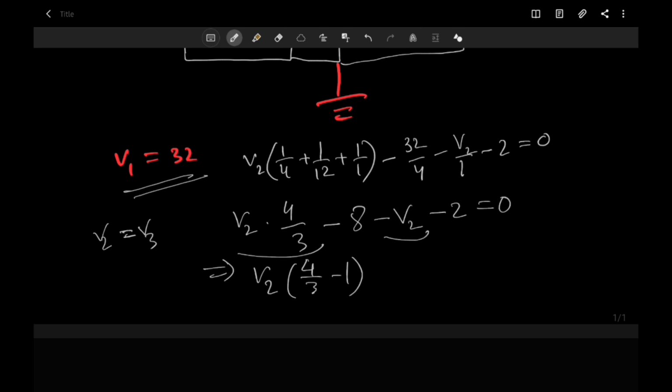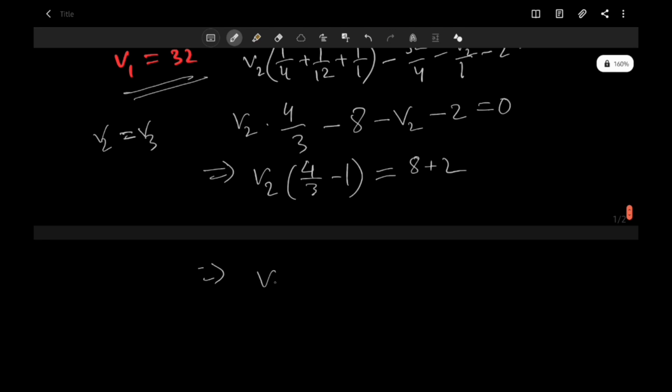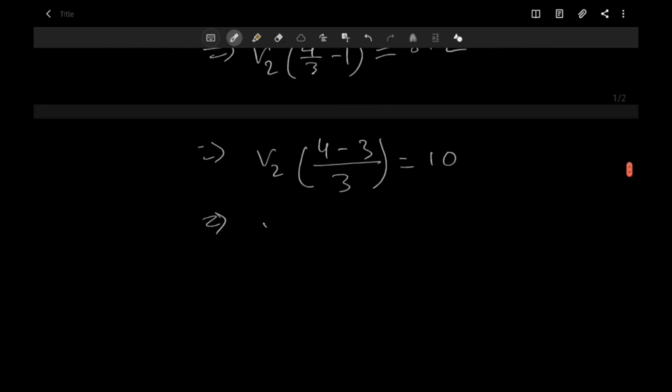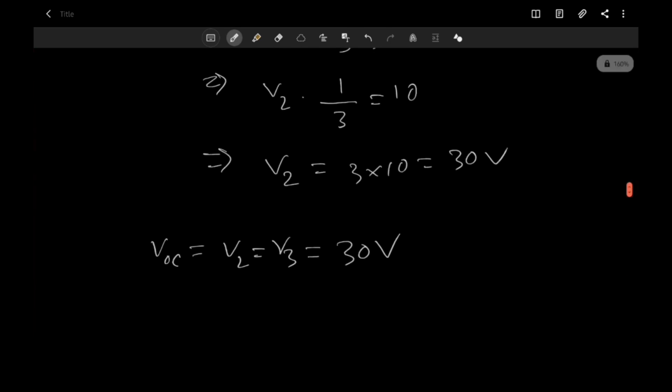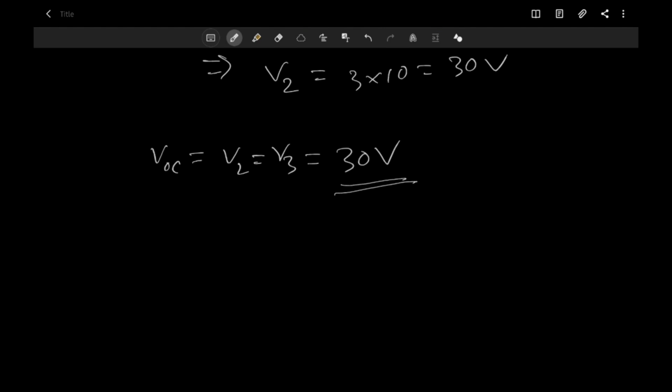I'm just taking common from these two terms. Then we have 8 and 2, so 8 plus 2 there, and then we have V2 times (4 minus 3)/3 equals 10. Then we have V2 times 1/3 equals 10, and V2 equals 3 times 10, 30 volt. So we have the value of VOC to be V2 equals V3, which is just 30 volts. So when I said the value might be 30 volt, well, it was actually 30 volt. Okay, so we already know the value of VOC. And as you can remember from Thevenin's theorem, V Thevenin equals VOC. So we have V Thevenin to be 30 volt.